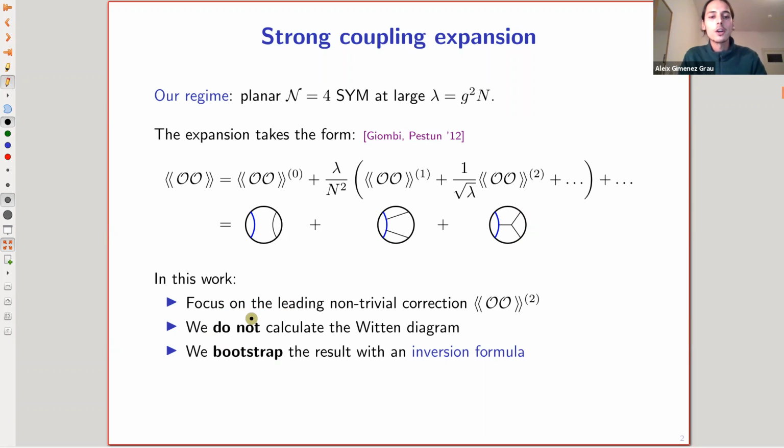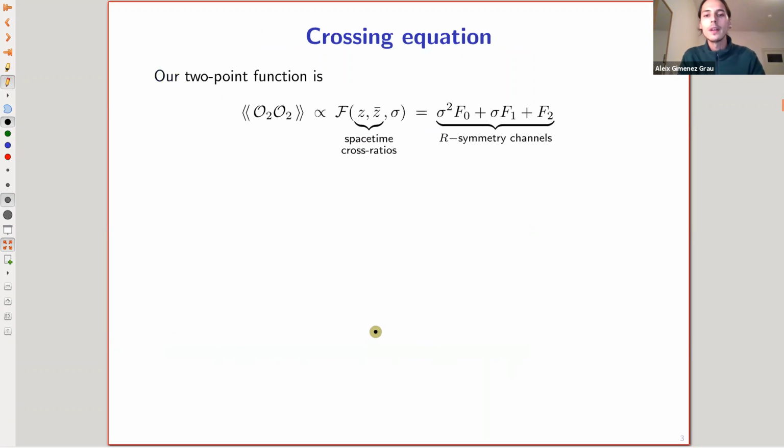But we are not really going to compute the Witten diagrams. What we are going to do is use the bootstrap to fix the full correlator, and we are going to use some technique called the inversion formula. Okay, so what we need is actually to have some crossing equation in analogy to usual CFTs without defects. So let's review the kinematics.